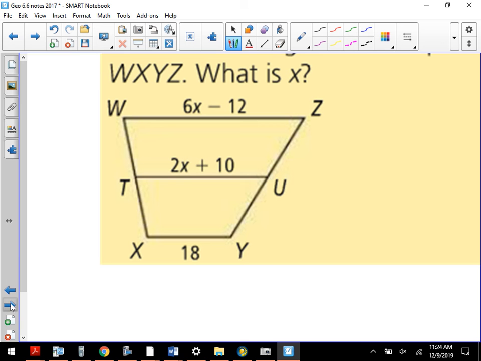Here. Again, these are mid-segments, or this is the mid-segment. Take a second to figure out what x is. Please and thank you.